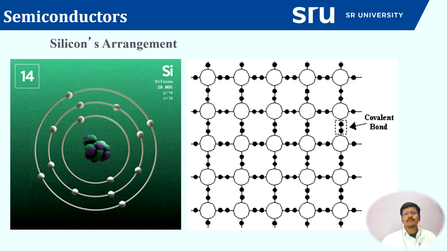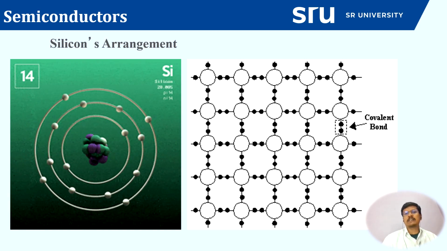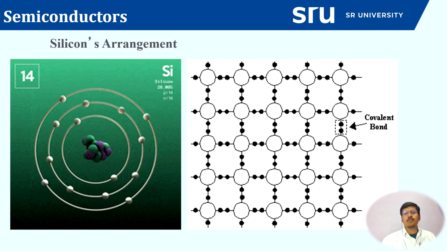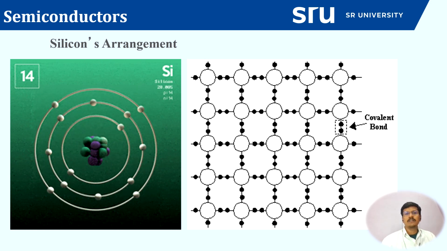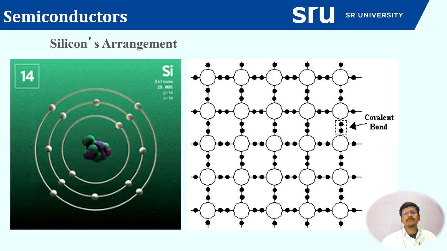Silicon belongs to group 4 of the periodic table and contains 4 valency electrons in its outermost orbital. These 4 valency electrons play a crucial role in determining its electrical properties. In a silicon crystal, each silicon atom forms covalent bonds with 4 neighboring silicon atoms.